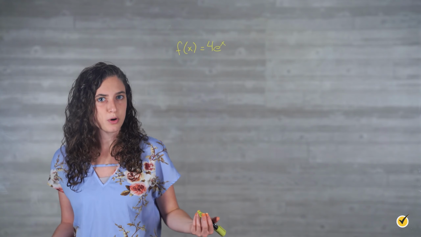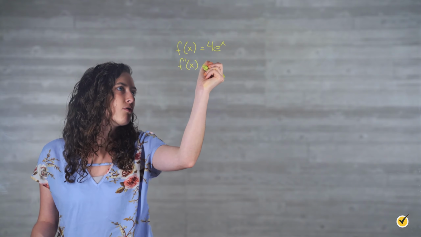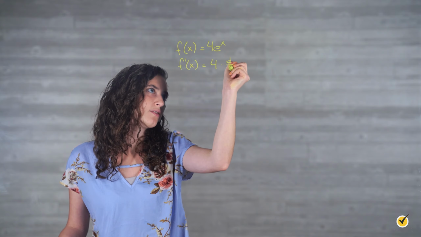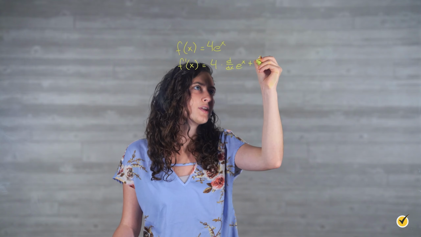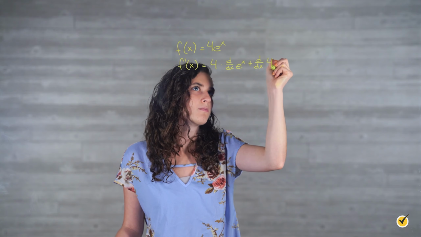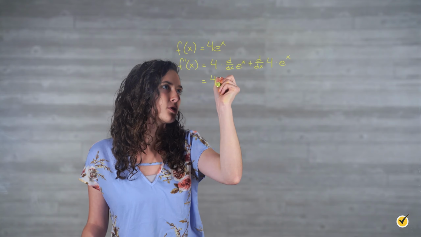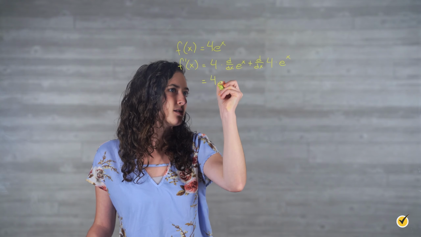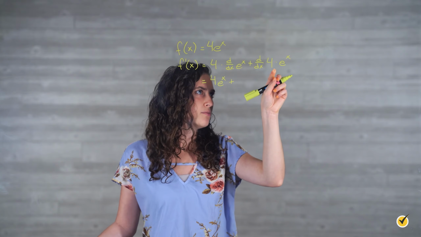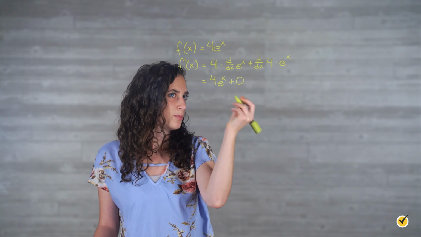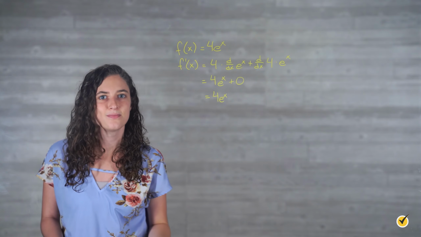To solve, we'll use the product rule. F prime will equal 4 times the derivative of e to the x plus the derivative of 4 times e to the x. So we have 4 times the derivative of e to the x is e to the x, plus the derivative of 4 is 0. 0 times e to the x is 0, so plus 0, which gives us that the derivative is simply 4e to the x.